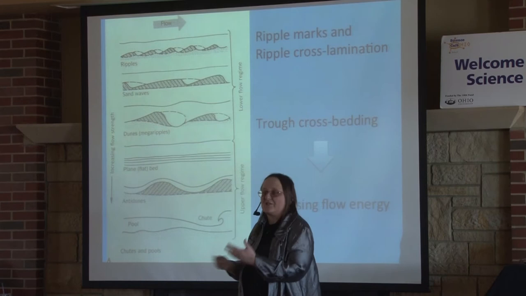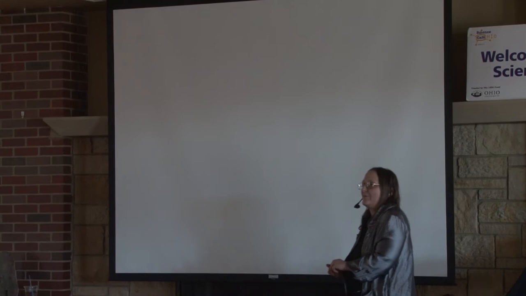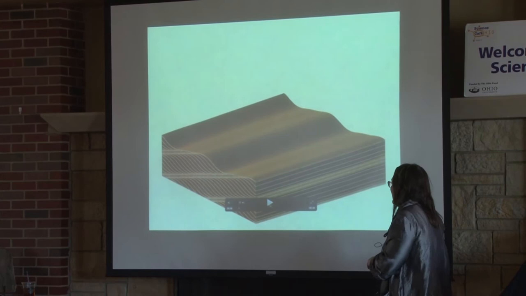Because back in the 80s, they could do the computer modeling. And this is from a website from the United States Geological Survey. These are nice little videos showing you how these things form with the different variables that I showed you. Go ahead. This is the formation of climbing ripples.